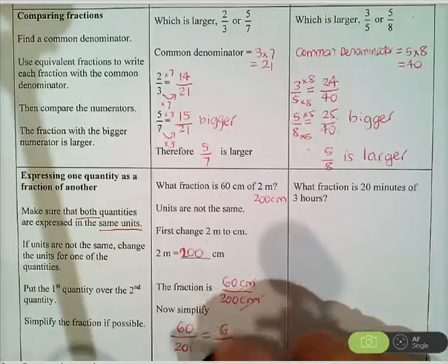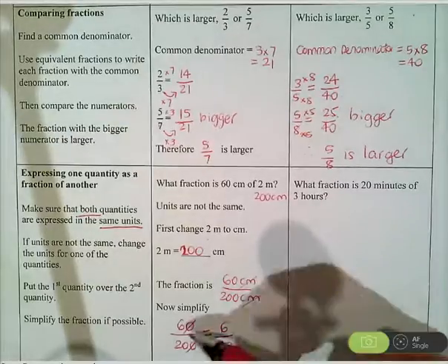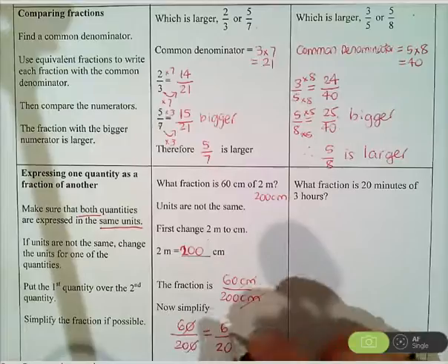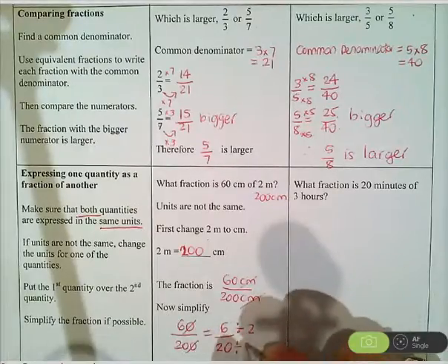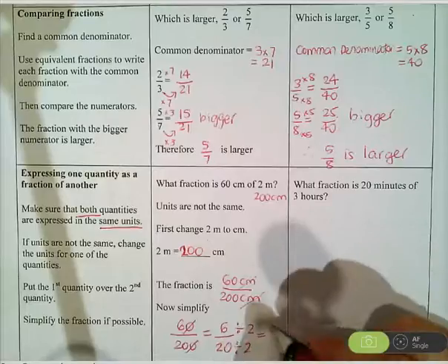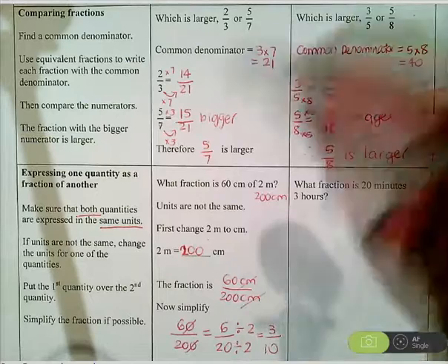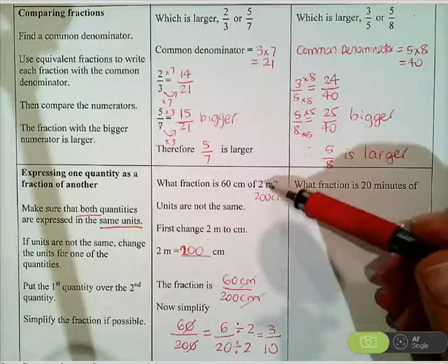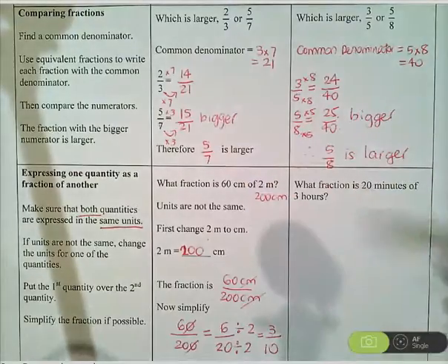When you have a fraction with whole numbers and zeros on the end, you can just cross off a 0 from the top and the bottom, but only one from the top and the bottom, okay? Only one at a time. So now we need to simplify 6 over 20. Now because they're both even, you can divide them both by 2, okay? And 6 divided by 2 is 3, and 20 divided by 2 is 10. So therefore, 60 centimeters is 3/10 of 2 meters. So what fraction is 60 centimeters of 2 meters? It's 3/10 of 2 meters.